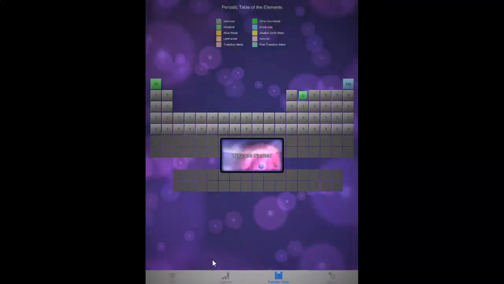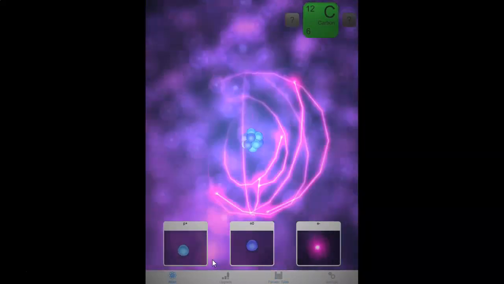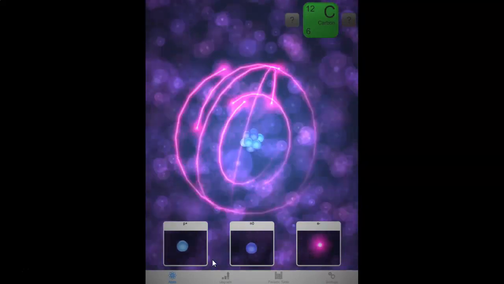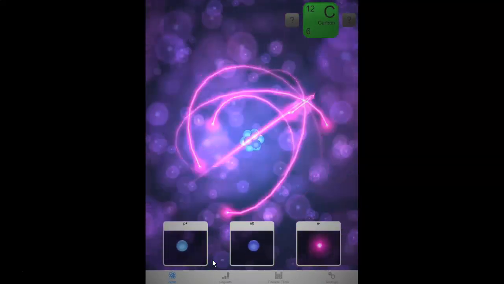Okay, I don't want to do this. I'm going to go back to my atom. Okay, so now carbon has an isotope. Carbon-14 is considered radioactive, and I want you to take a look at how we make carbon-14.